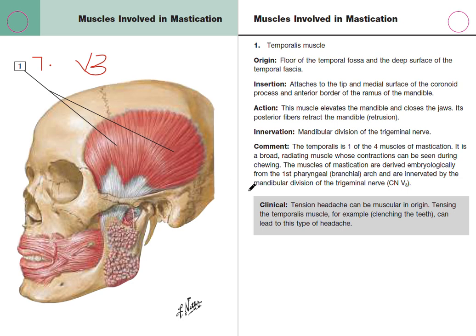The temporalis is one out of the 4 muscles of mastication. It is a broad radiating muscle whose contractions can be seen during chewing. The muscles of mastication are derived embryologically from the first pharyngeal branchial arch and are innervated by the mandibular division of the trigeminal nerve, which is cranial nerve 5-3.